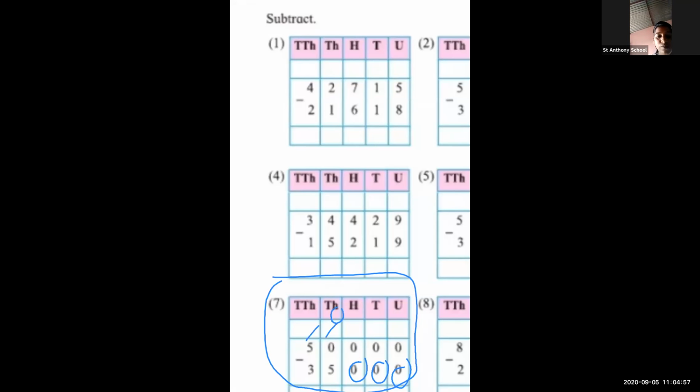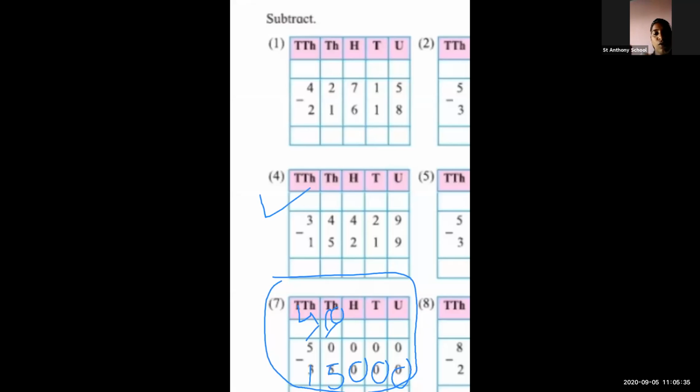10 minus 5. 1 you want to take from the 1000 column. So how much remaining in the 10,000 column? It's 4. 10 minus 5, your answer is 5. 4 minus 3, your answer is 1. So what is your correct answer? It's 15,000. So when 0 comes, don't be confused. 0 does not have any value. So 0 minus 0, your answer is 0.